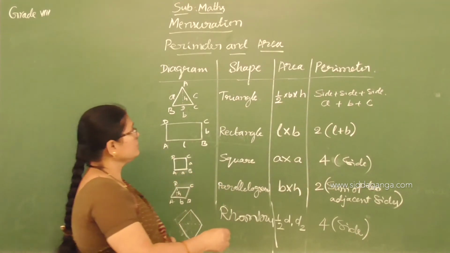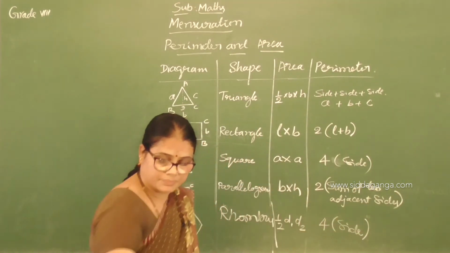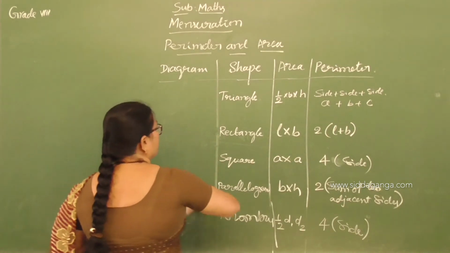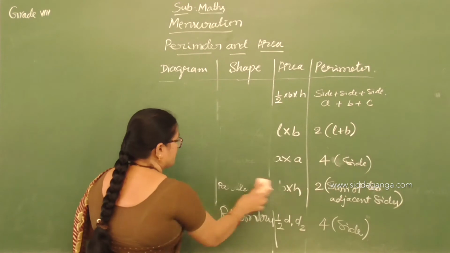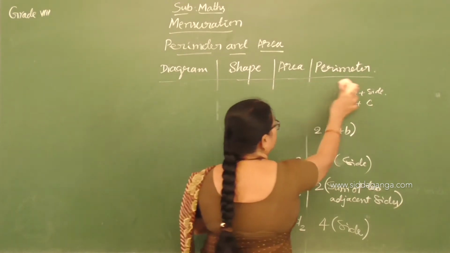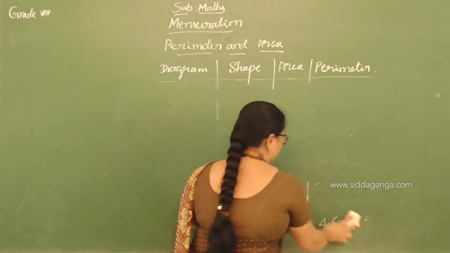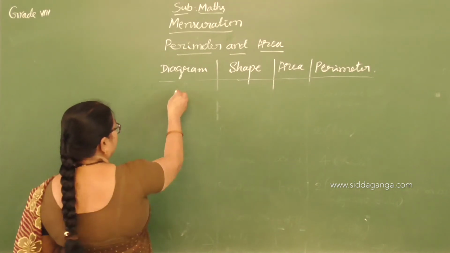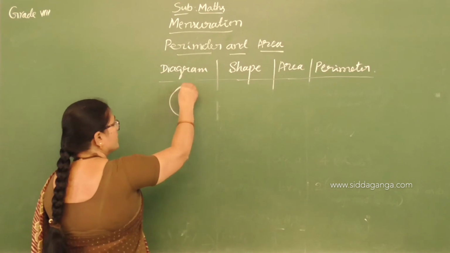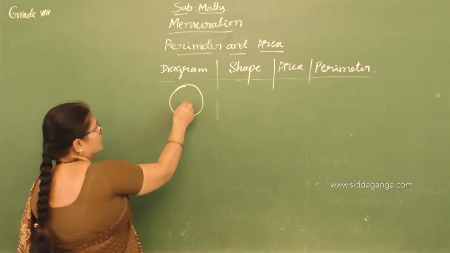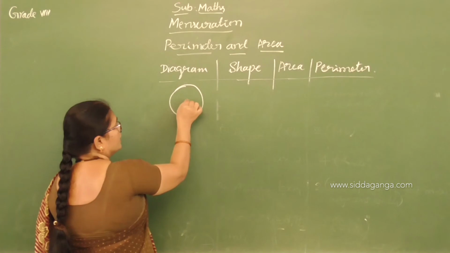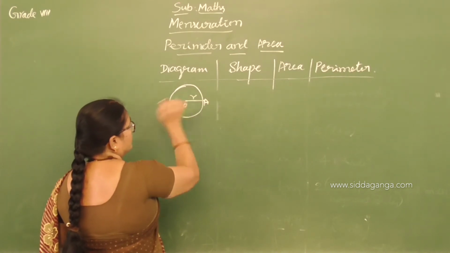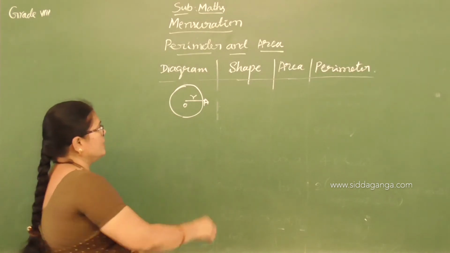Next, circle. I can take a diagram. Circle. Here O is the center of the circle. OA is the radius of the circle. We have to take OA as r. It is a circle.